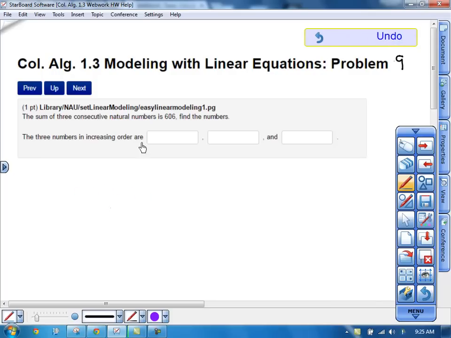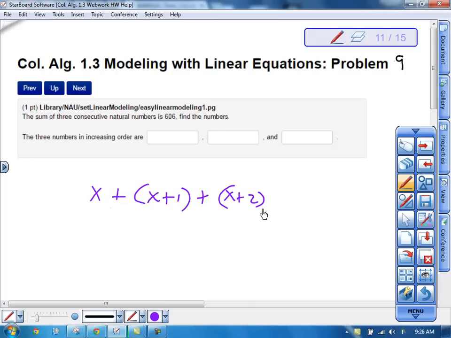All right, so the first number is called x. The second number would be the consecutive one, so it would be x plus 1. And the third number would be x plus 2. Those are 3 consecutive numbers, and they have to total 606. So I can just solve for x, and that would give me the first one. Add 1 to it, that gives me the second one, and add 2 to it, that gives me the third one.